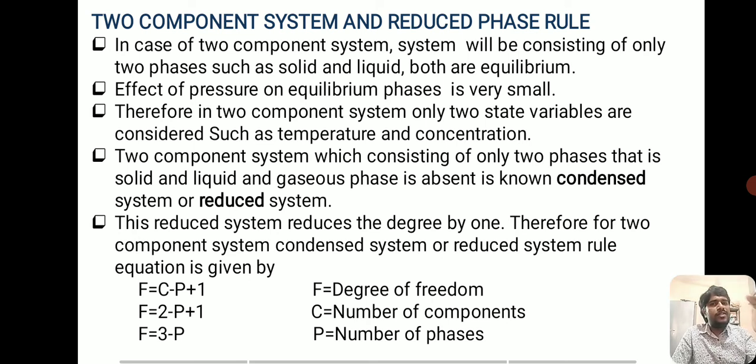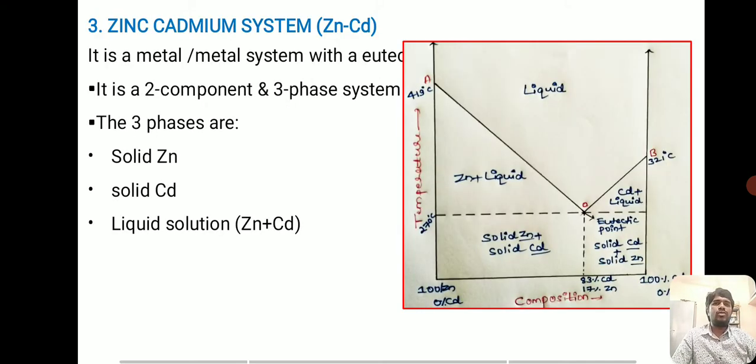So F is equal to, we have two components, so it is 2 minus P plus 1. So F is equal to 3 minus P, where F represents the degree of freedom, C is number of components, and P is phases. So in that first system is zinc cadmium system. It is a metal system with eutectic point. So it is a two component and three phase system. We have two components here and three phases.